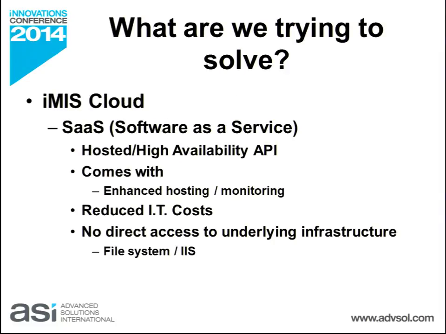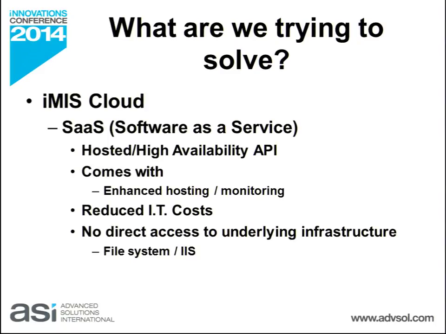So first off, what is it that we're trying to solve? If you were in one of the presentations this morning, we saw some information about how IMIS is moving more towards a cloud or a hosted solution. We're getting more into software as a service. Some benefits of that would be you have a hosted high availability API. It's always on, which takes some of the guesswork out of trying to host a large-scale internet application. You get enhanced hosting and monitoring, which is overall going to reduce your IT costs.